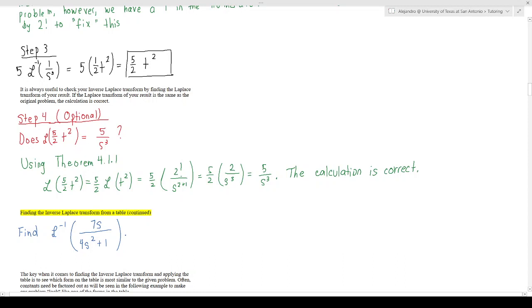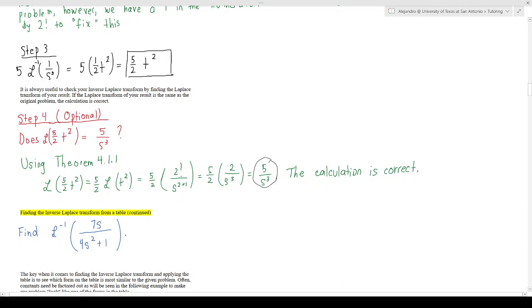So we can use the regular Laplace transform, Theorem 4.1.1 table. First of all, we can factor the 5 over 2 in front of the Laplace transform, so we'll save that for the outside here. Then we take the Laplace transform of t squared, and that's going to be 2 factorial over s raised to the 2 plus 1, which turns out to be 2 over s cubed. And the 5 over 2 times 2 turns into 5. And so the calculation is correct.